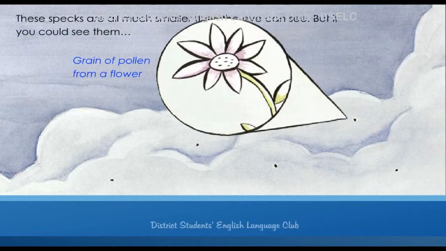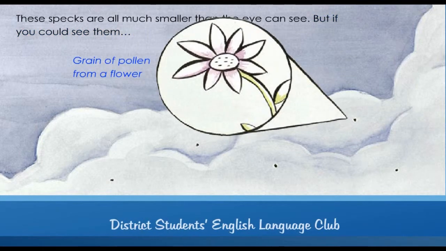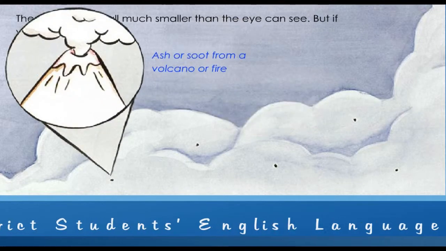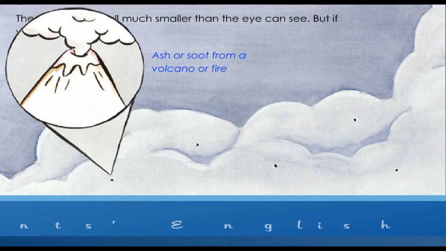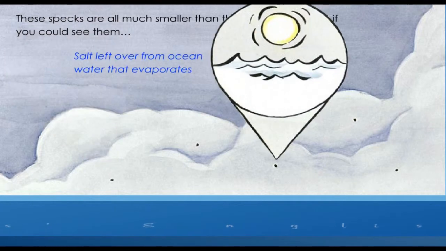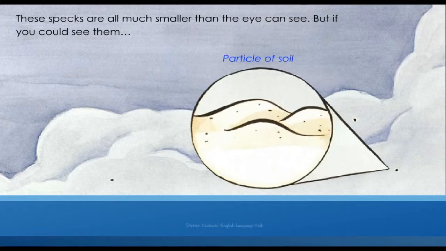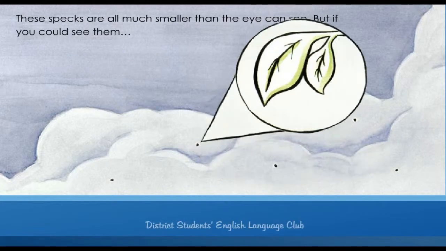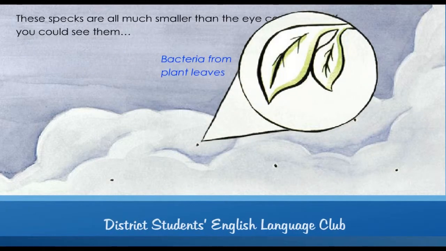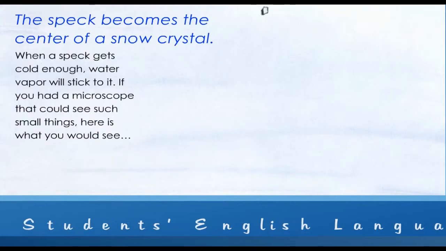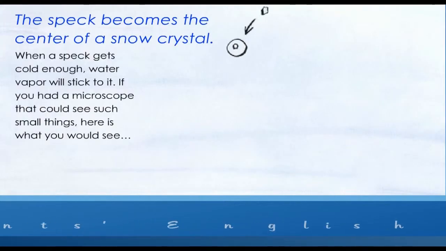But if you could see them, you might find a grain of pollen from a flower, ash or soot from a volcano or fire, salt left over from ocean water that evaporates, a particle of soil, or bacteria from plant leaves. The speck becomes the center of a snow crystal.